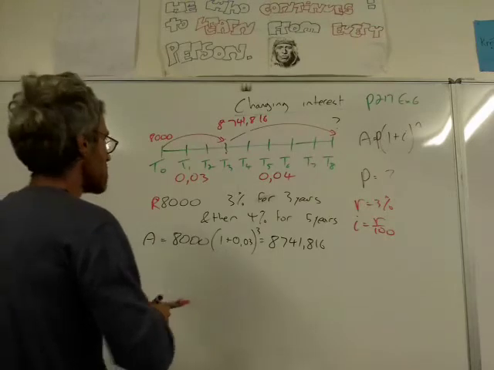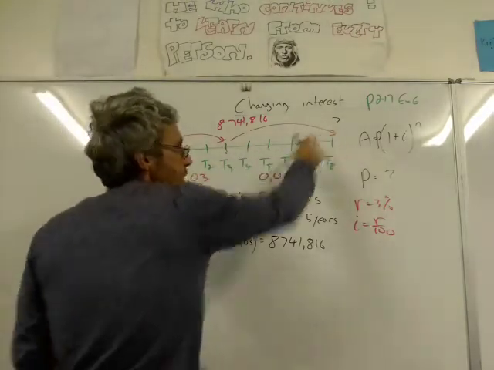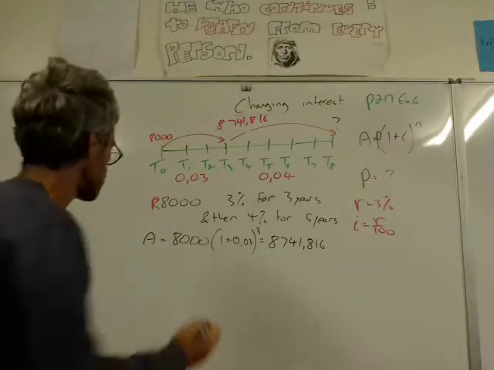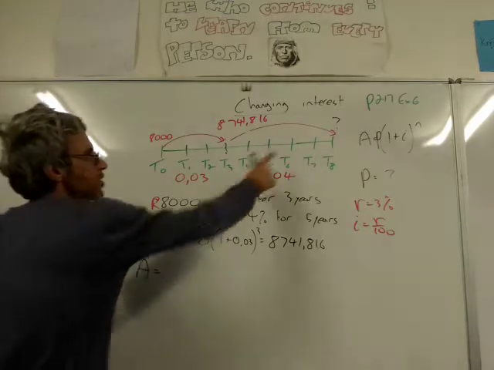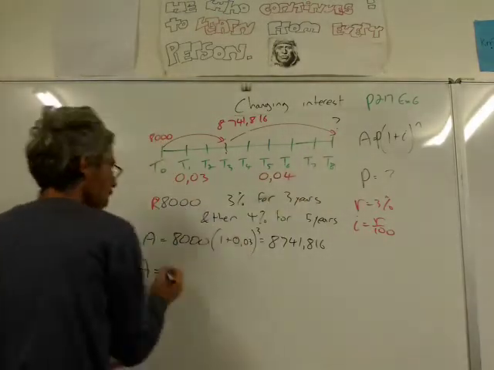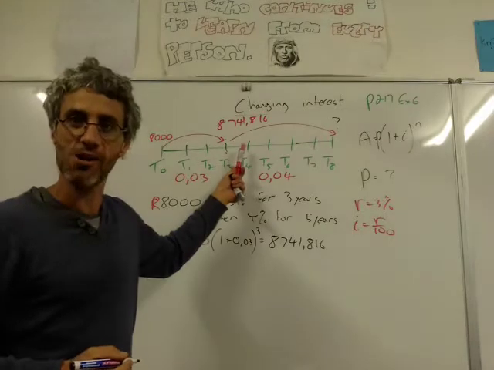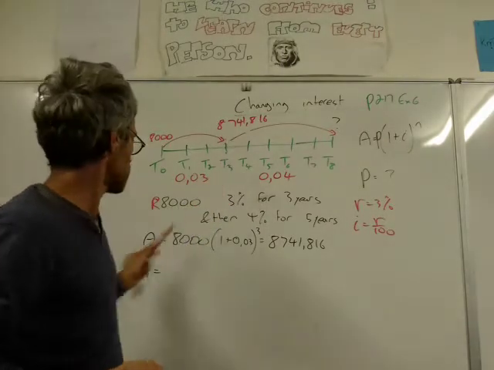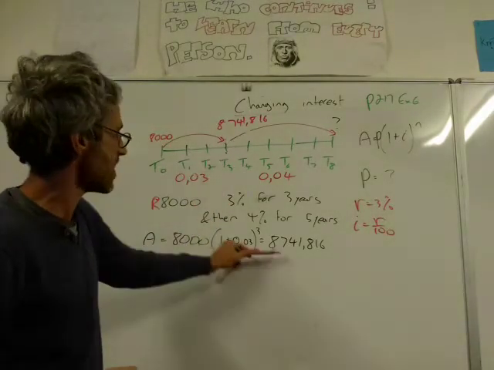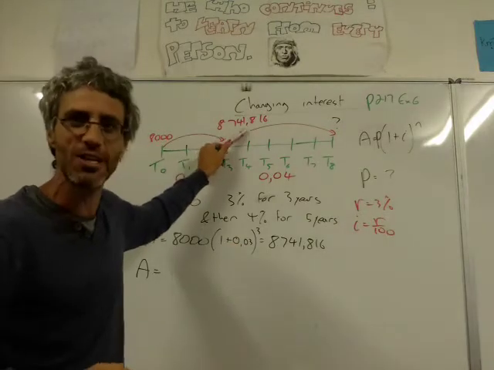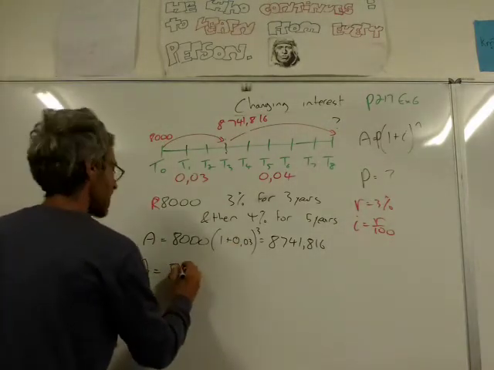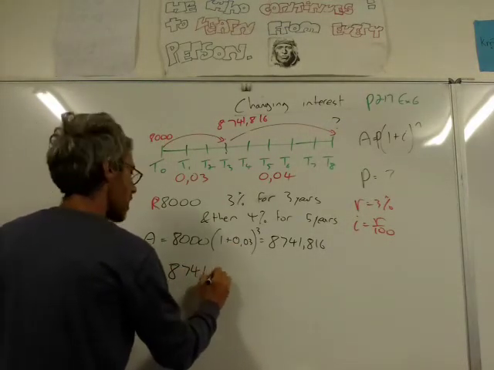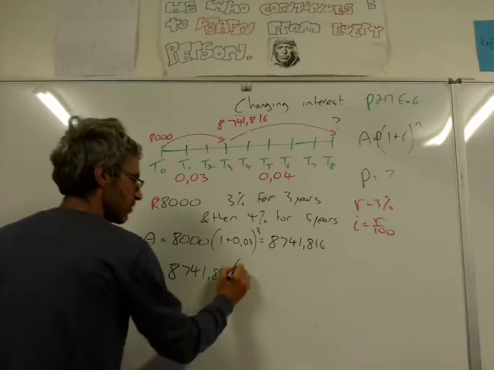Okay? So now I want to find out how much money I've got here. Okay, that's not a problem. That's a new problem. I want to find out how much money I've got after another 5 years. My initial amount now is just that. So the A that I calculated in the beginning, the final amount here, is now the initial amount. Okay? So it's 8,741.816. That's the initial amount.